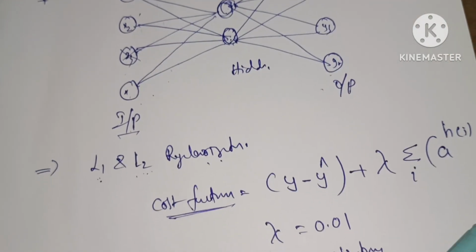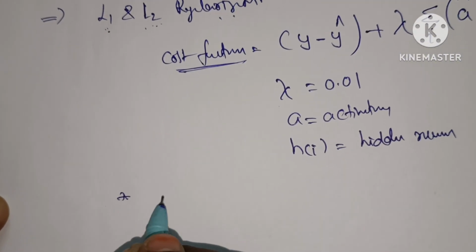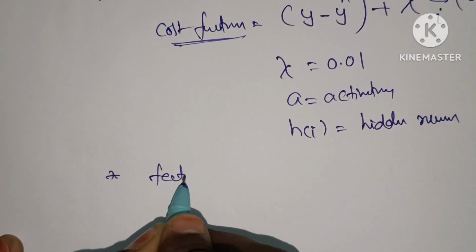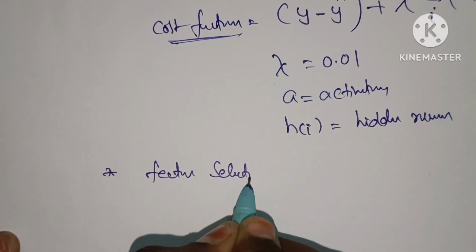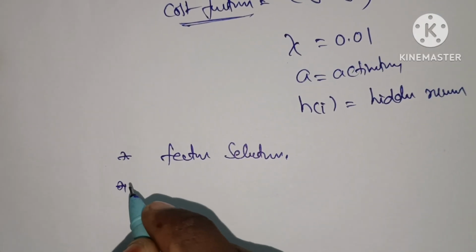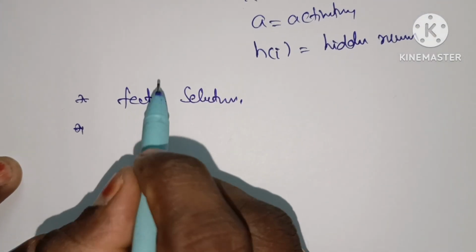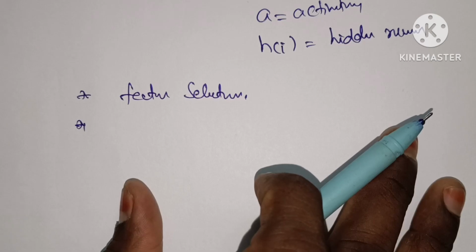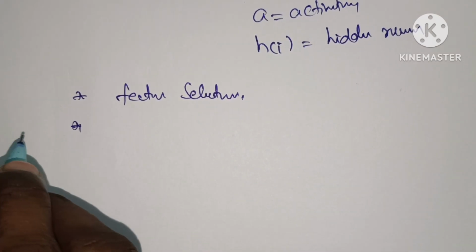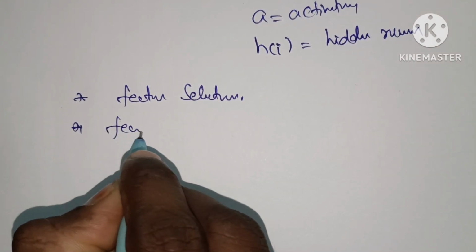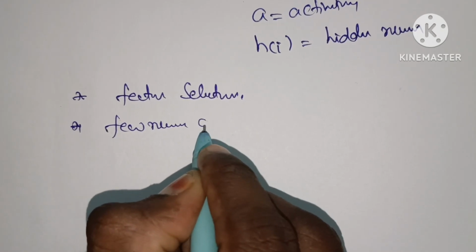So finally what I say is that these are mainly used for feature selection. Next one is in case few neurons are fired. Few neurons are fired, then we are using our sparse autoencoders. Is it clear? Next go for a few neurons. Few neurons are fired.